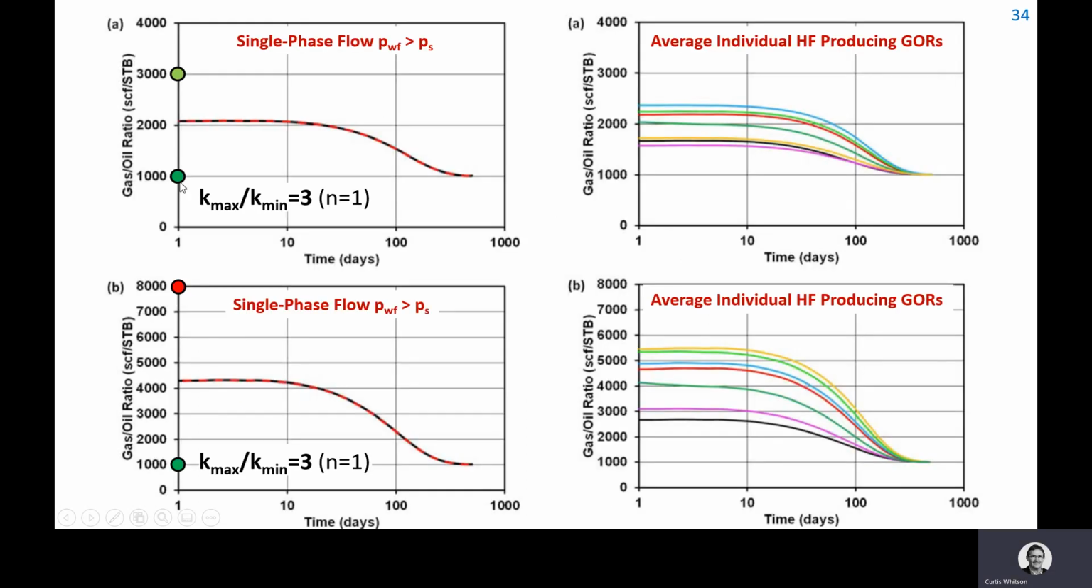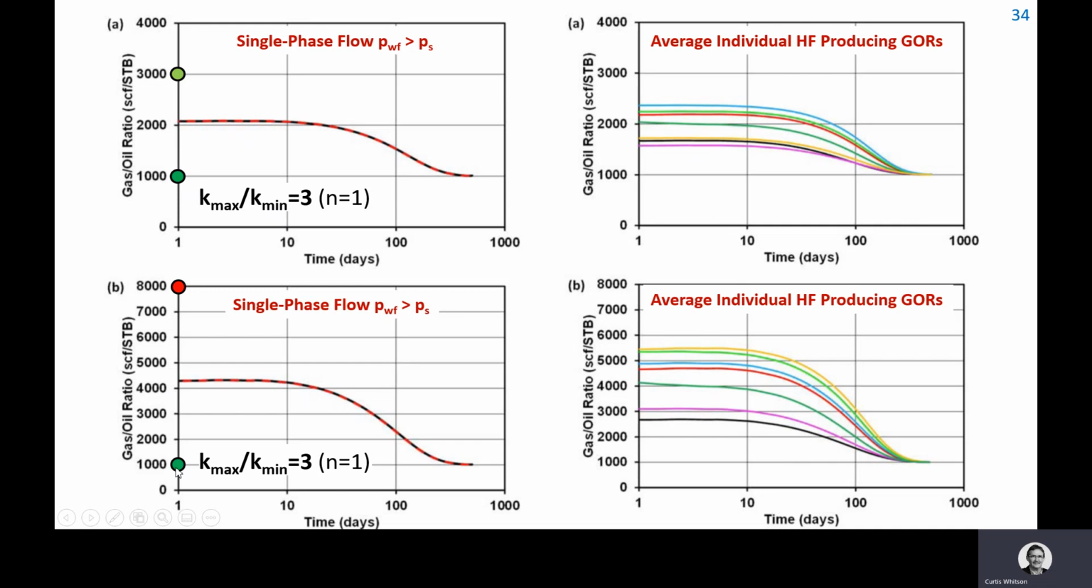This is an example of two layers, one with 1,000 and one with 3,000 GOR oil. Kmax came in with not too much heterogeneity, a ratio of 3. And you can see that the producing GOR versus time looks exactly the same for homogeneous and heterogeneous modeling. This is single phase flow. We're not flowing below the saturation pressure in this case. But if you were able to measure the producing GOR of each hydraulic fracture individually, you'd see quite a variation from hydraulic fracture to hydraulic fracture.